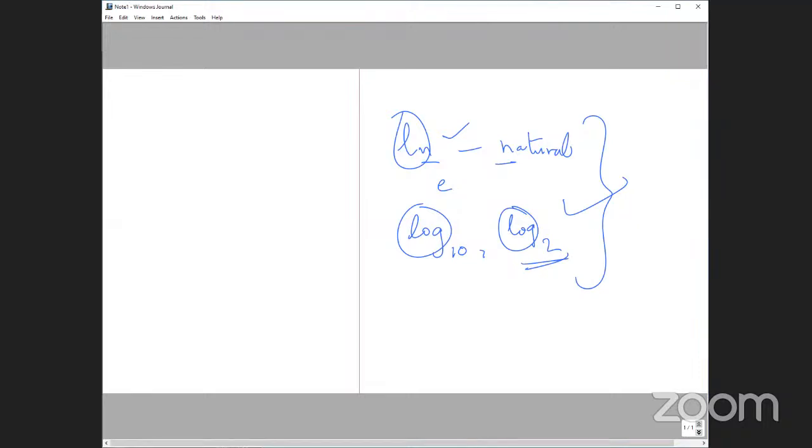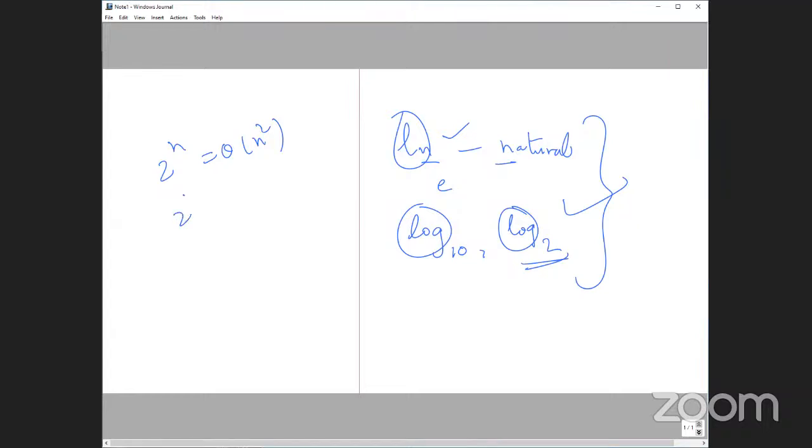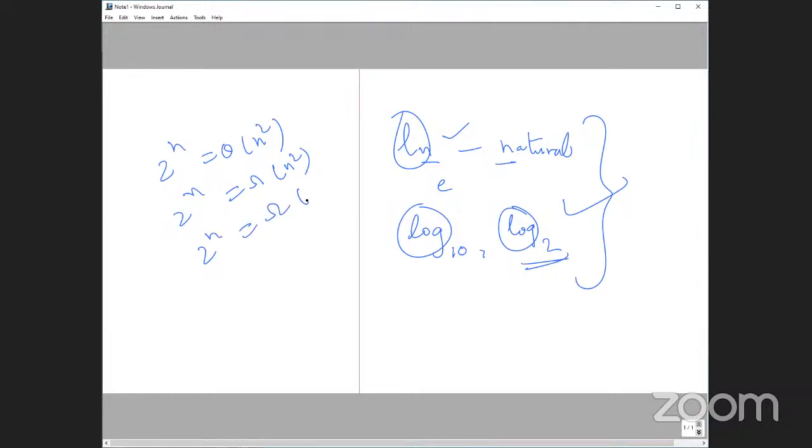If you don't mind, could you just explain the second question in assignment 1? What are the 4 options given? 2 to the power n equal to theta n square. 2 to the power n equal to omega n square. 2 to the power n equal to omega n to the power 10,000.